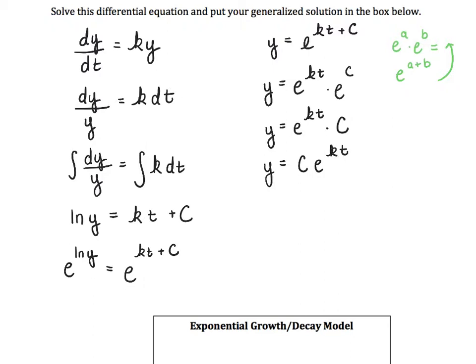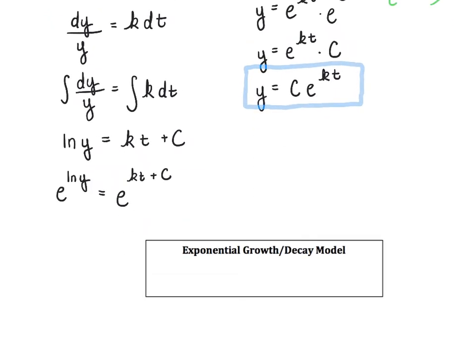We don't know what c is. We would maybe have to solve for that using initial conditions. k would probably be provided to us. But we've got a generalization here. So this is it. This is the solution to that differential equation. And so you know what, we're going to go ahead and write this down here, and then we're going to make some notes about this.